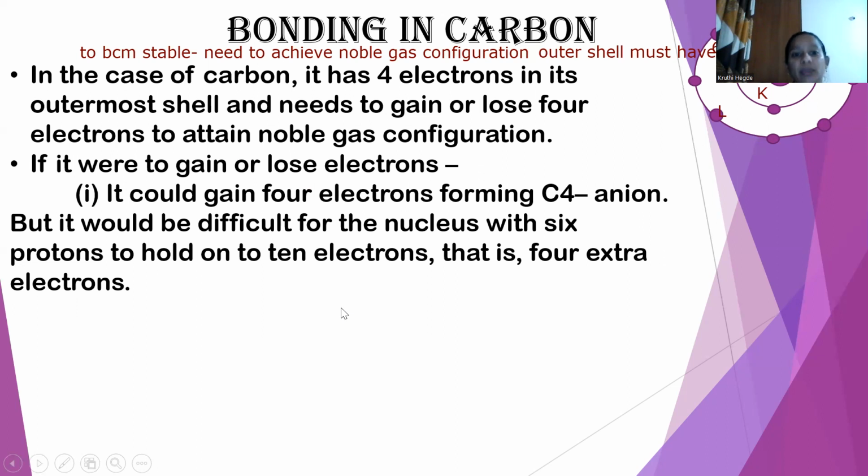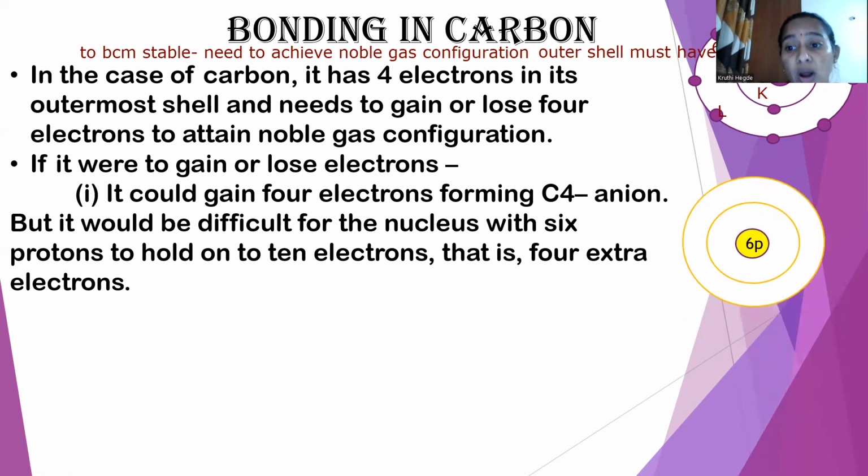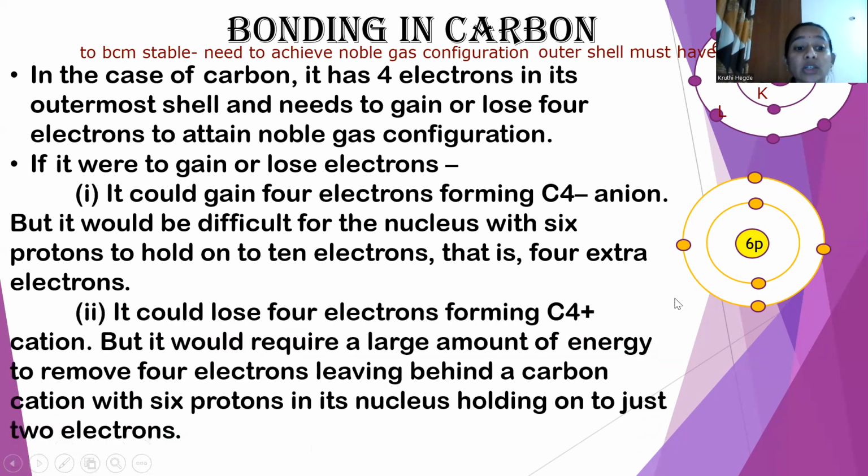Okay? Next, if it should lose electron, here I have drawn another atom, a carbon atom. 2 electrons in the K shell, 4 electrons in the L shell. If this carbon atom wants to lose electrons, it must lose all these 4 electrons, right? So it could lose 4 electrons forming C4 plus cation. Whenever an electron is lost from an atom, that atom loses negative charge, hence becomes positive. So it forms cation.